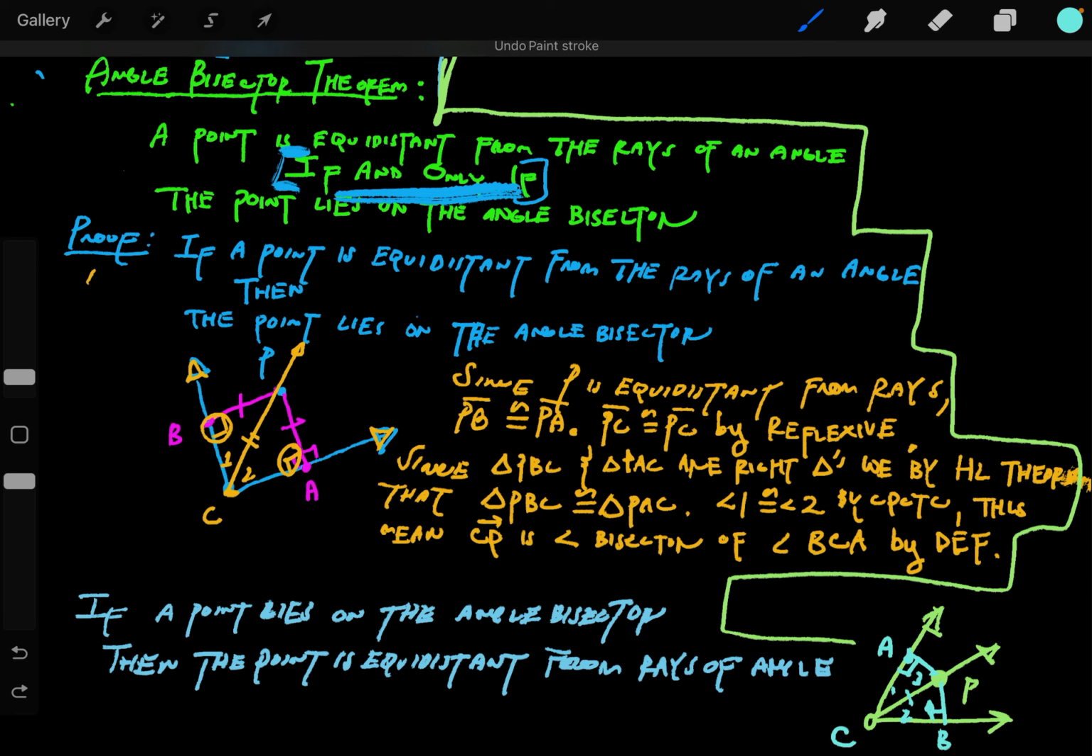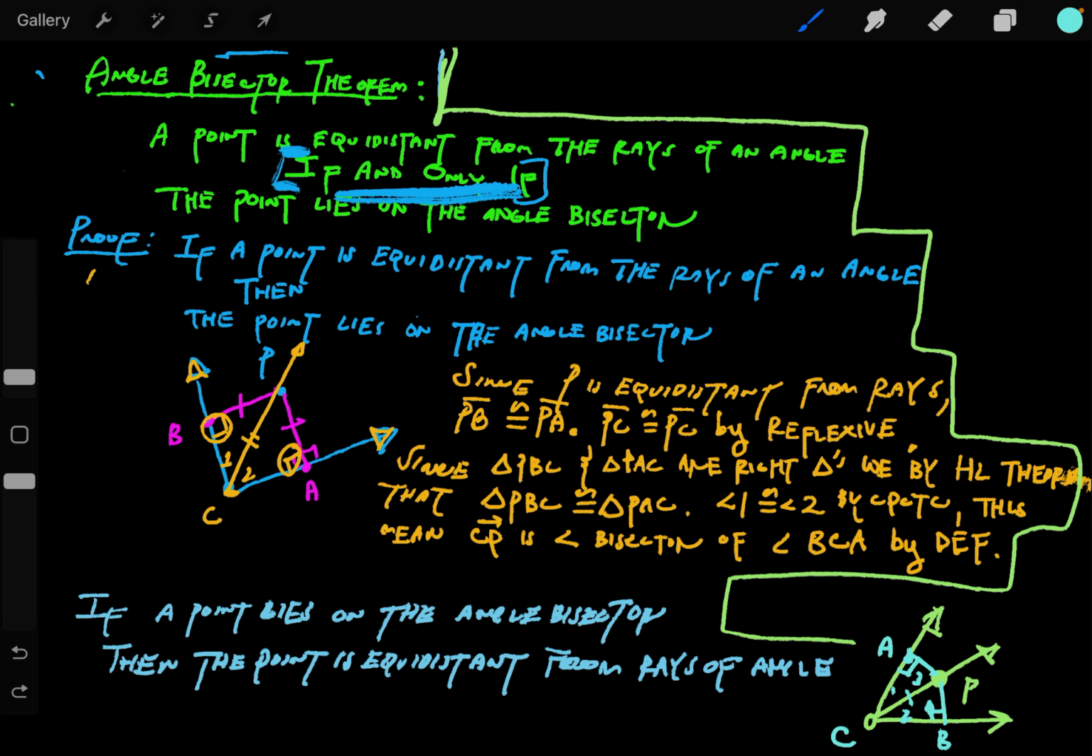So now let's go through it in more detail. Let's write it out. So now in this situation, I'm going to say that since CP is the angle bisector, we have that angle 1 is congruent to angle 2. Okay, those little ones right there.